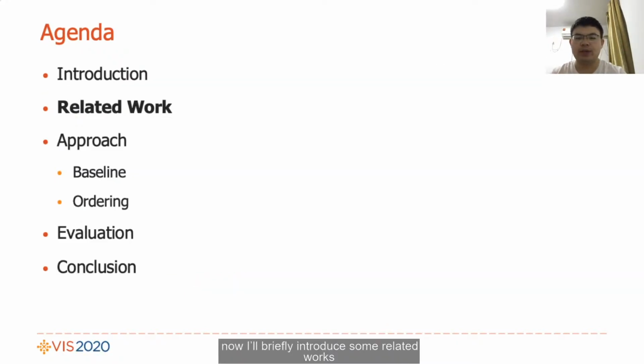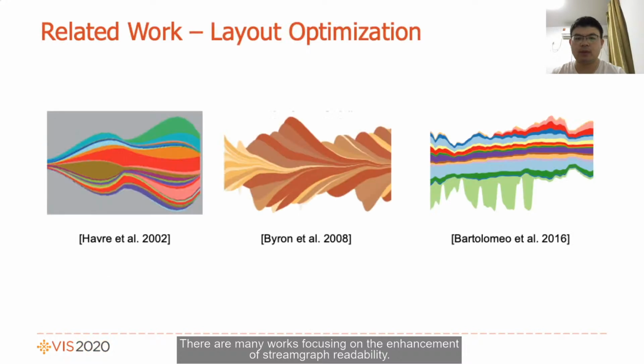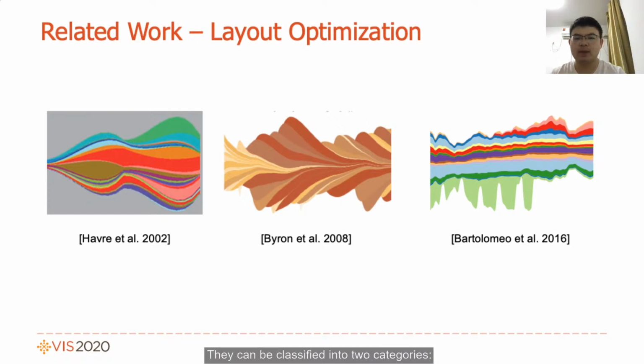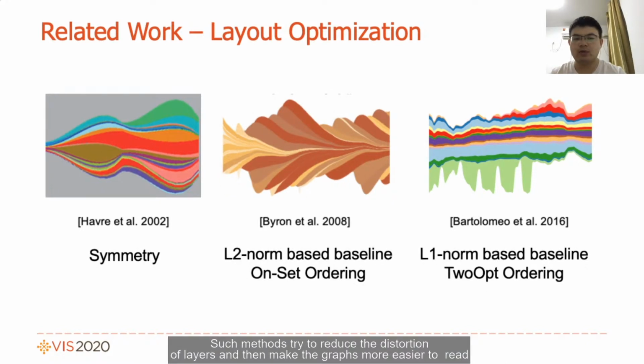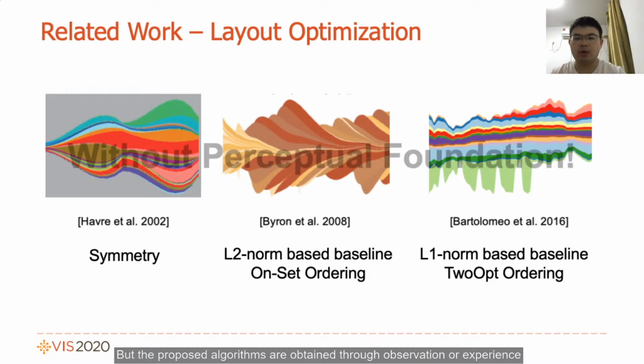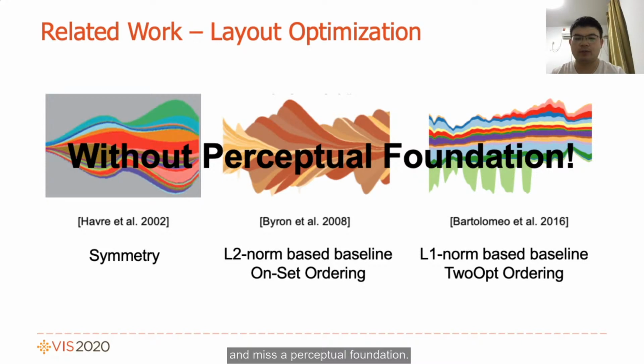Now, I will briefly introduce some related works. There are many works focused on the enhancement of stream graph readability. They can be classified into two categories. The first is the stream graph layout optimization, which aims at making the graph easier to read by adjusting the shape of the baseline and by ordering layers. Such methods try to reduce the distortion of layers and then make the graphs easier to read. But the proposed algorithms are obtained through observation or experience and lack a perceptual foundation.